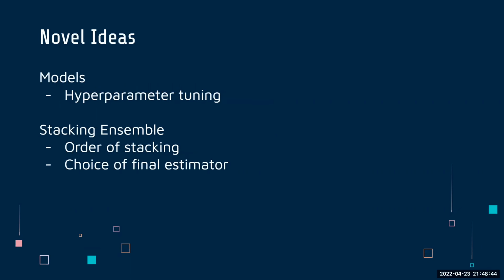Additionally, hyperparameter tuning was also carried out using a grid search method, and this allowed us to improve the quality of our model in a more automatic fashion. For the stacking ensemble, we also explored the effect of stacking order and choice on our final estimator on the quality of the model, where we discovered that using cat-boost as the final estimator gave a significantly better result as compared to other models.